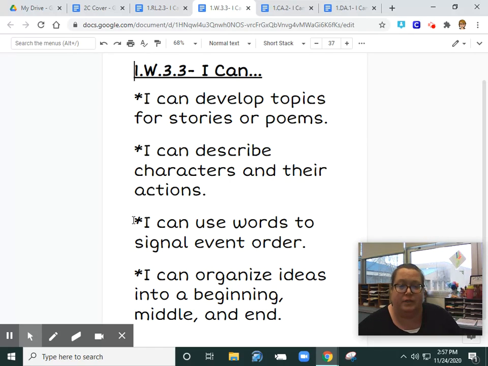I can use words to signal event order, so words like beginning, first, next, then, last, those kind of words. And then I can organize ideas into beginning, middle, and end. That's a big one, because when we write a story, we want it to make sense. And so we want it to have an order to it, so that, especially when you're telling a story of something that really happened, you want to make sure that it's focused and in order of things as they really happen. So organizing your thoughts and your ideas into beginning, middle, and end is very important.